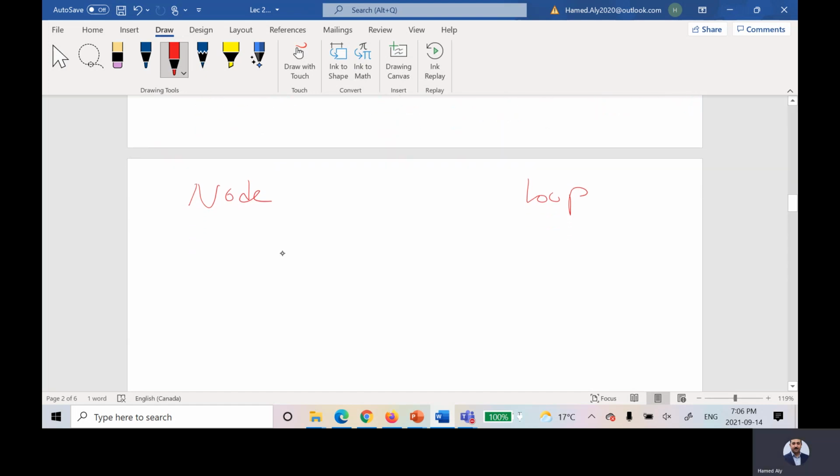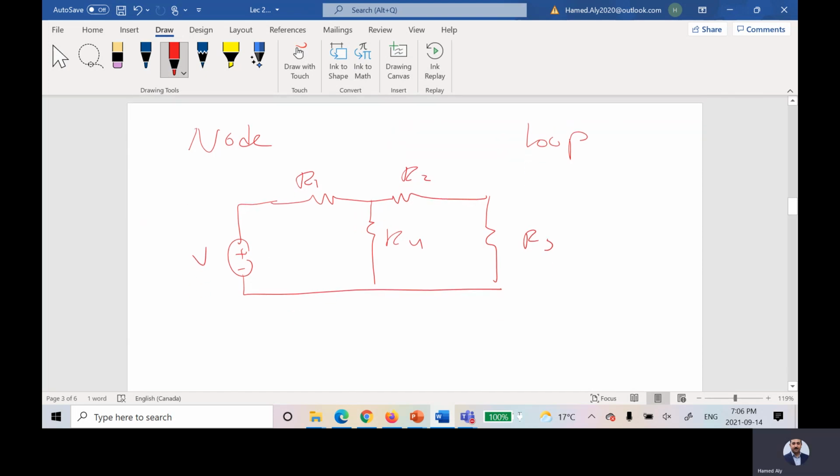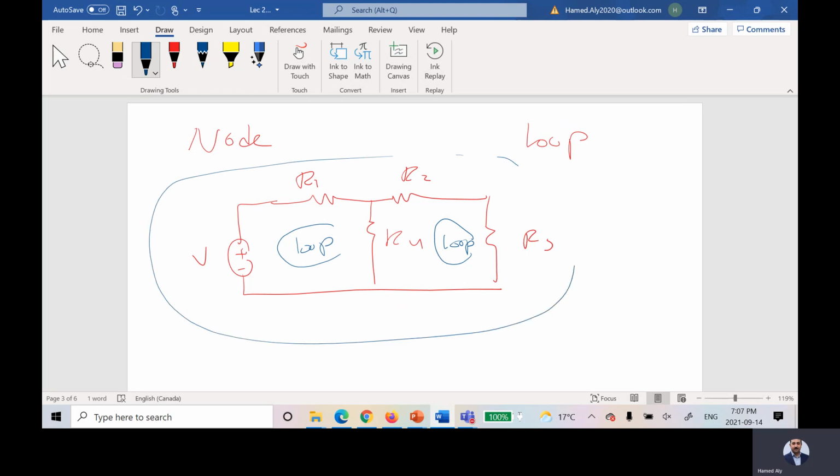Let me give you a very simple example like this circuit. This is R1, this is R2, this is R3, this is R4, and this is V. Any closed path is called a loop. Any closed circle is called a loop or path. Based on that, how many loops do we have? I have 1, I have 2, and I can consider the outer loop also. But generally speaking, we use the two inner loops for most of the problems.